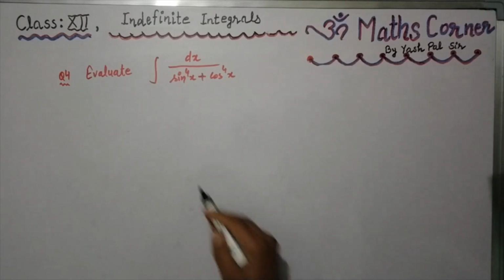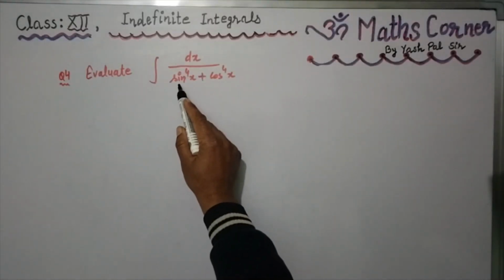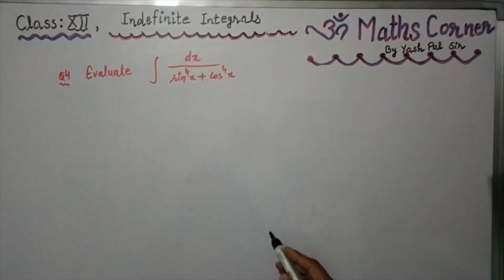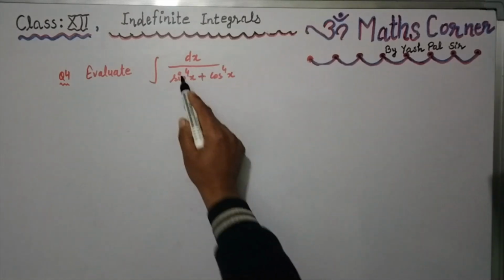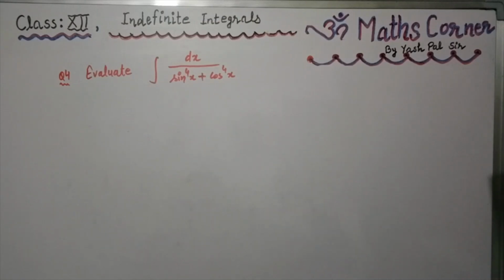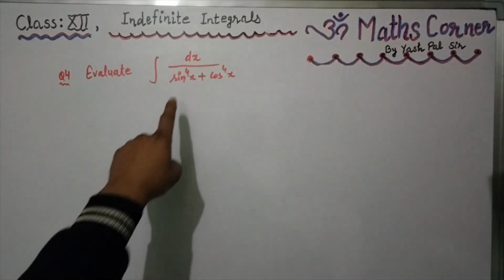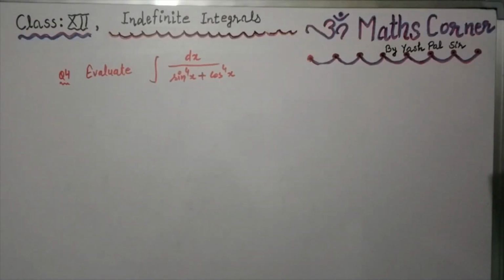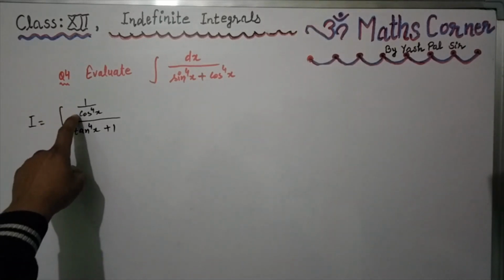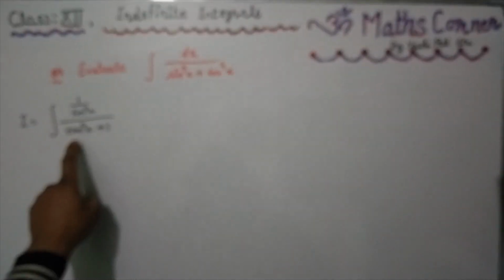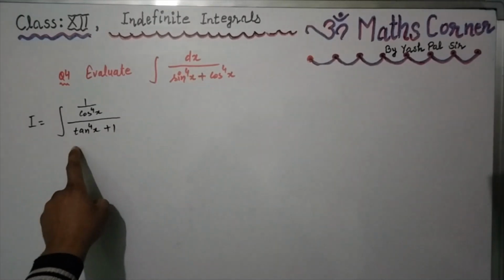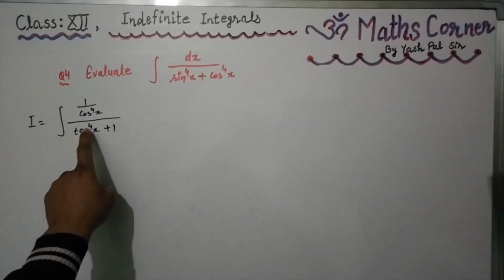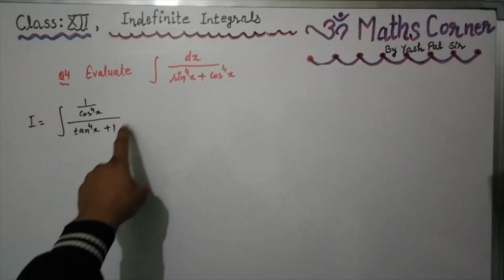Question number 4: evaluate dx upon sin raised to power 4x plus cos raised to power 4x dx. What is special in this question? So what we do here, we divide numerator and denominator by cos raised to power 4x. On doing this, we have 1 upon cos raised to power 4x in the numerator, and sin raised to power 4x divided by cos raised to power 4x becomes tangent raised to power 4x. This becomes 1, into dx.